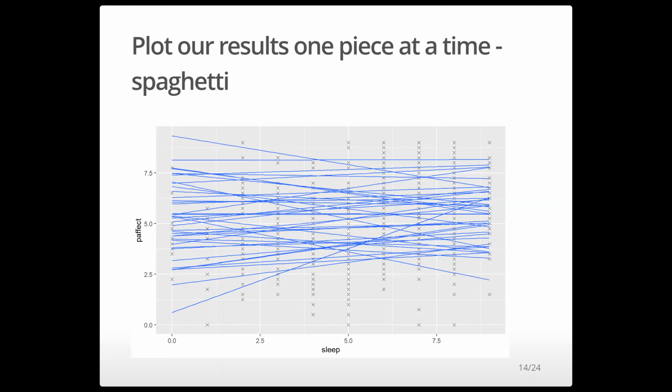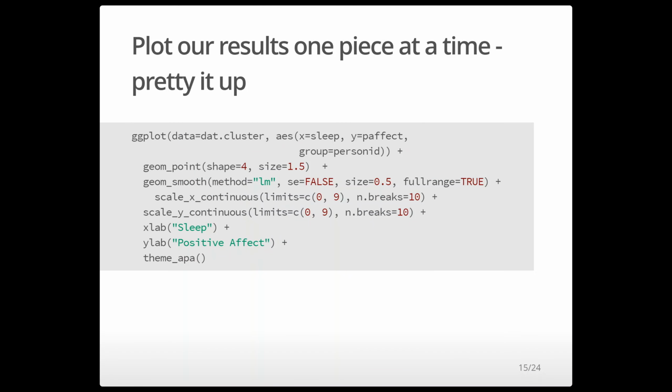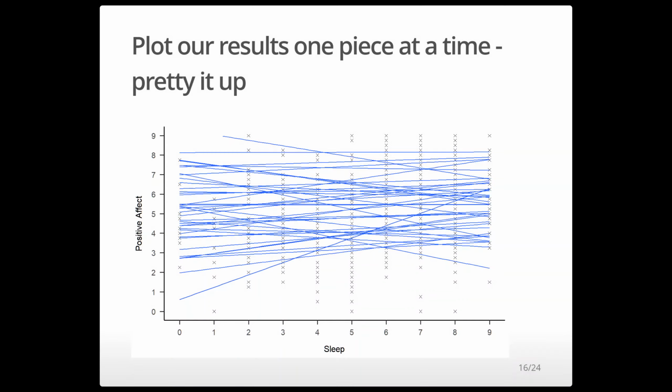All we really want to see here is that each person has a pretty different looking slope. You see this person has a very upward slope. Over here we have a person with a downward slope, and we have lots of different slopes everywhere in between. This is called a spaghetti plot, and I'm sure you can figure out why. Then on top of that, I'm just going to add my aesthetic tweaks: scale the x-axis, scale the y-axis, add the labels, and theme APA from papaja. That just makes our plot look a little bit nicer.